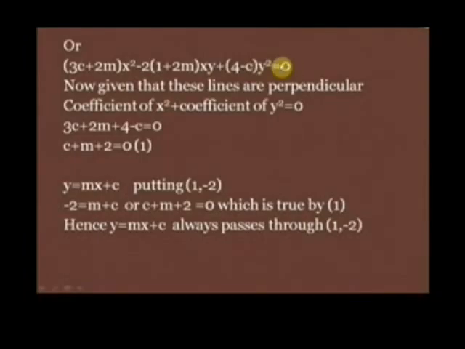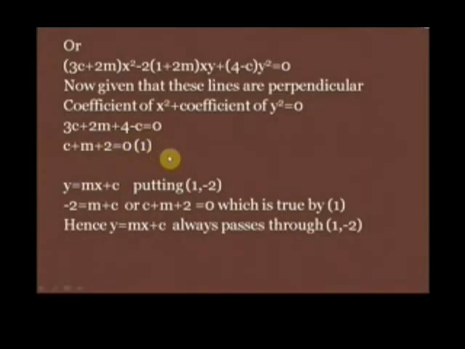Now it has been given that these lines are perpendicular to each other. So these two lines are perpendicular if the coefficient of x² plus the coefficient of y² is equal to 0. The coefficient of x² is 3c + 2m here, and the coefficient of y² is 4 − c. So 3c + 2m + 4 − c = 0, or c + m + 2 = 0. Let us say this is equation number 1.